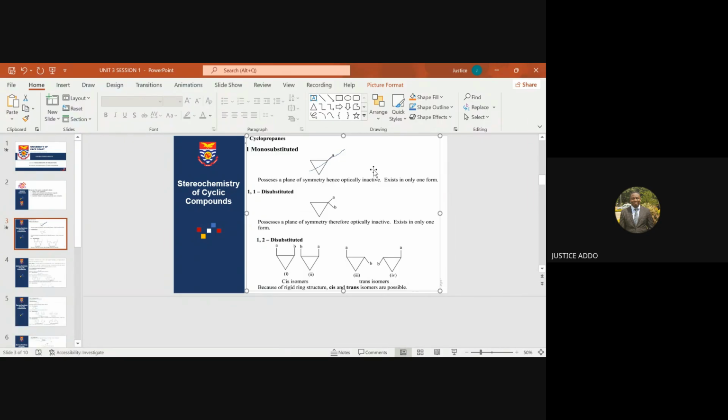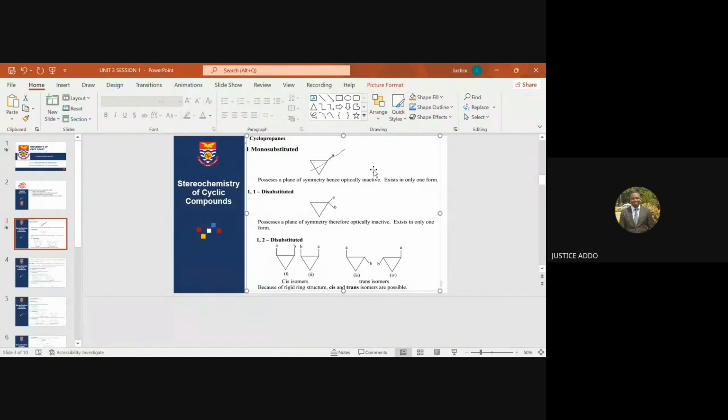Now, remember, I have told you that 2 criteria always give rise to optical isomerism. The first one is that you are looking for a chiral center, and we know how a chiral center, or a chiral carbon, or a stereogenic center is. The second thing is that you want to be sure that the molecule under question does not have a line of symmetry or a plane of symmetry.